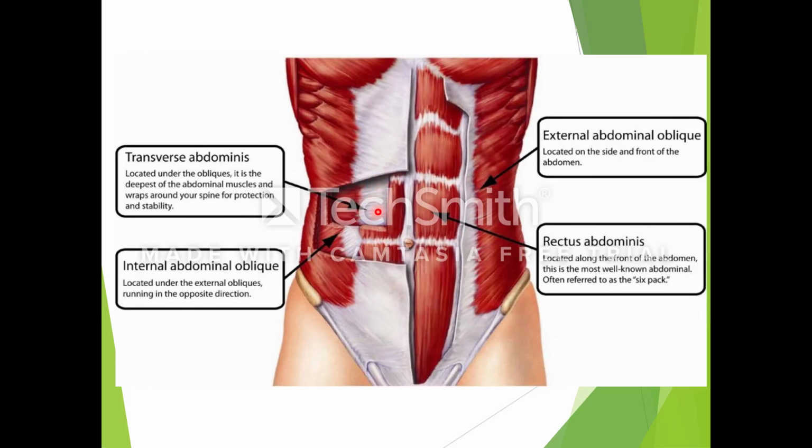These 3 aponeuroses will form the rectus sheath, which is a sheath covering the rectus abdominis muscle from the anterior as well as the posterior side. And this is the linea alba, which extends from the xiphoid process to the pubic symphysis.